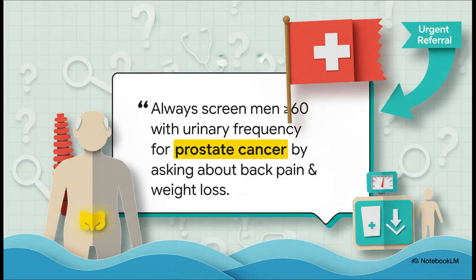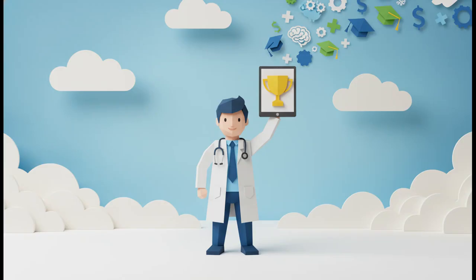Simple as that. Look, if you take only one thing away from this whole walkthrough, let it be this. For any man, 60 or older, who comes in with just urinary frequency, you always have to screen for prostate cancer. That means you are always asking about back pain and weight loss, no exceptions. The moment you find a red flag, your next move is that urgent referral. Got it? So there you have it, the complete framework for handling this case.